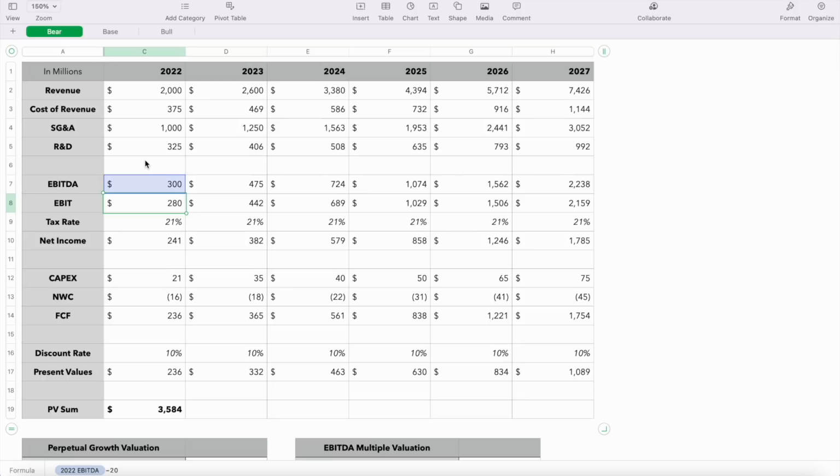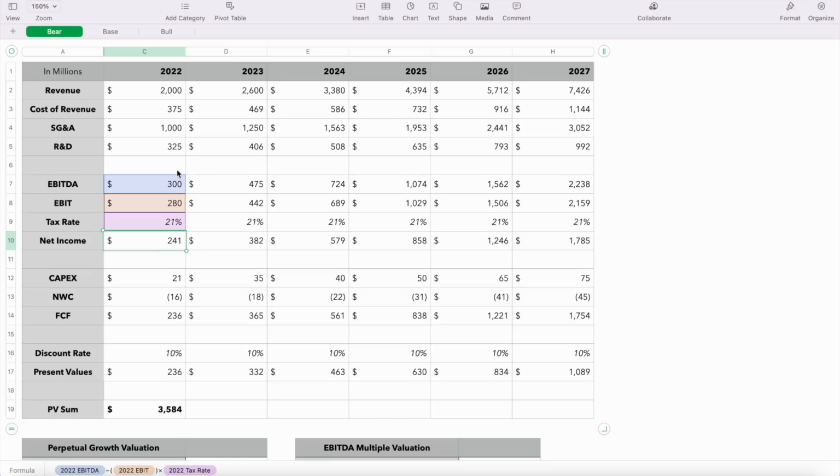Now for the EBIT, that would be after dealing with depreciation and amortization, which I got from the Bloomberg terminal right here, which is 20. You'll see it carry across, so I just subtract out the depreciation and amortization, and then we get the tax rate, 21%. It's going to be under in some cases, over in others, but I think 21% is just fine for our use case here. It's not going to do too much either way.